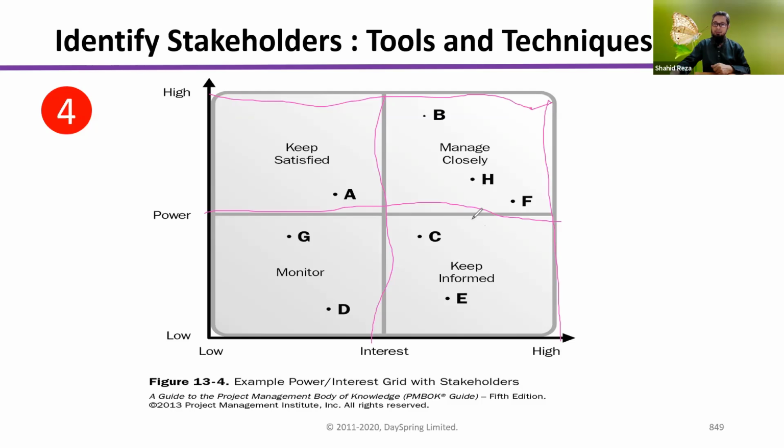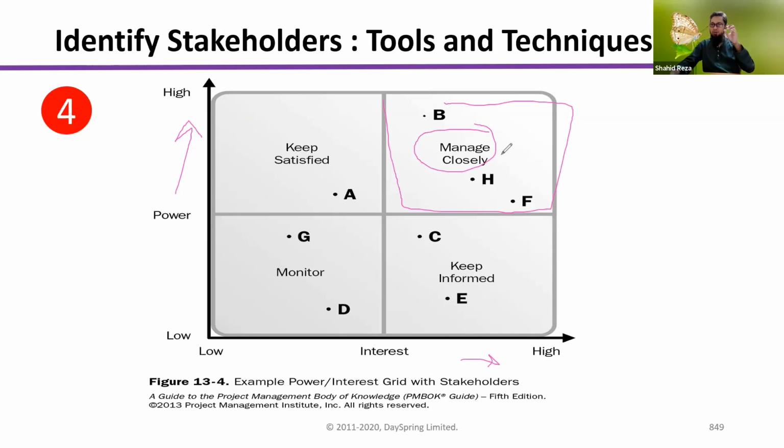Those stakeholders who are under this quadrant, see this quadrant, B, H, F. In this quadrant we see these 3 stakeholders. What does this quadrant mean? This quadrant is high interest and high power. So these 3 stakeholders we have to manage closely. Our strategy will be to manage them closely because they have the most power and the most interest in this project.